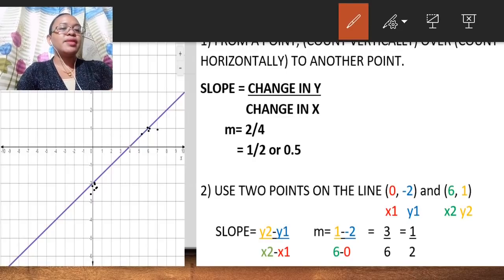So 1 minus negative 2 is positive 3. You review on your integers. 1 minus negative 2 is positive 3. 6 minus 0 is 6. So you simplify 3 over 6, that is 1/2. So whether you use the first way or the second way, the answers are always the same.